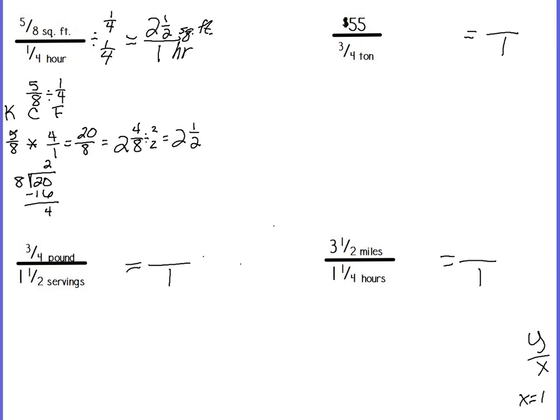So again, we have to go from 3/4 to 1. So I have $55 per 3/4 ton. And so I'm going to divide both the top and the bottom by 3/4 because that's how I go from 3/4 to 1. What I do to the bottom, I have to do to the top.